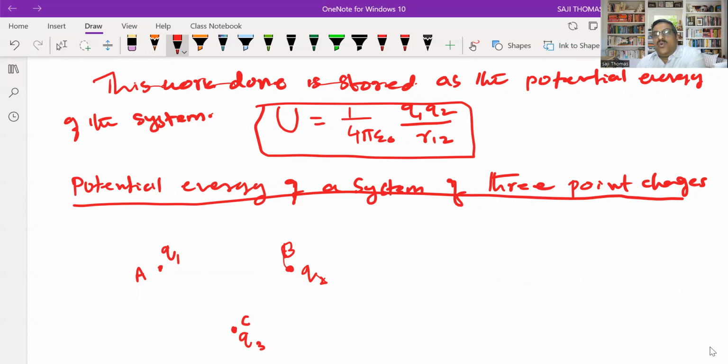Now we add all these work. Then we get the total potential energy of the system. And I am joining the distance between them. Say this distance is R12, this distance is R23, and this distance is R13. Now I am calculating the potential energy.